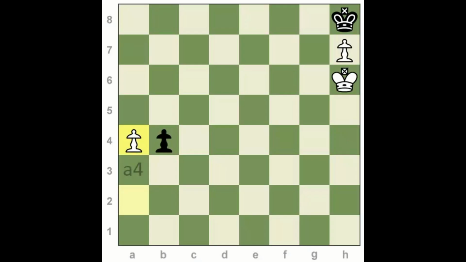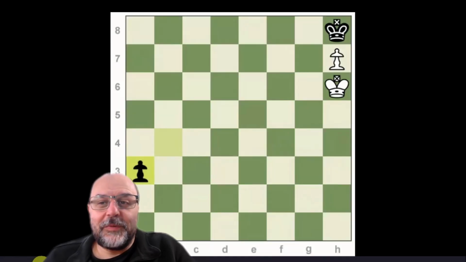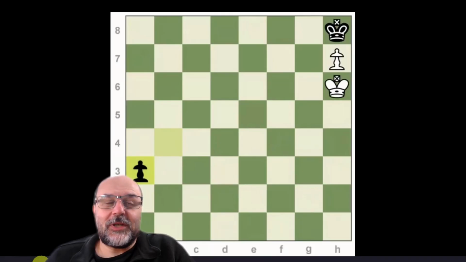What if white played pawn to A4? You would write A4, and then black took that pawn en passant. How would you write that? You actually write that exactly the same way. You write B X A3. After all, the final position looks exactly the same. B X A3.